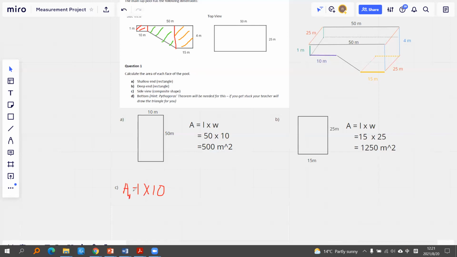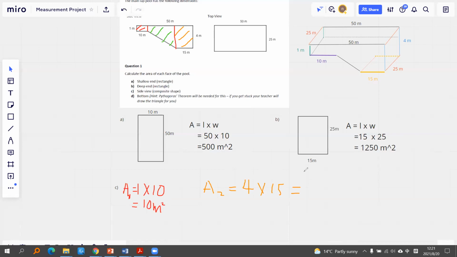For the second area, which is the orange color, we write A2. It would be 4 times by 15. So what is 4 times by 15? And for the first one, sorry, I think it's only 10 meters square. So that's the first part.